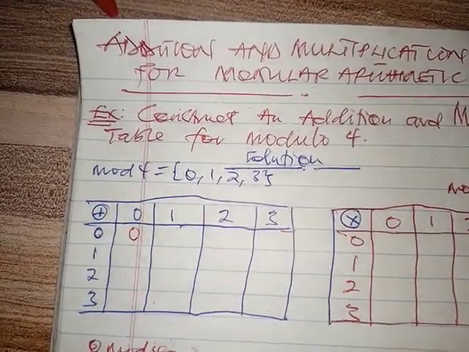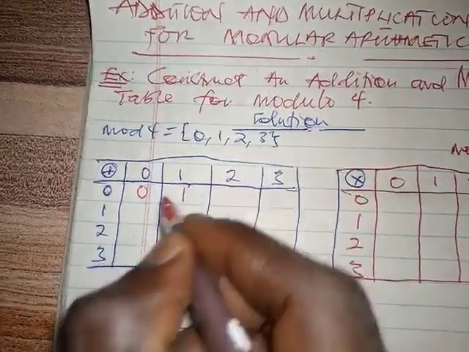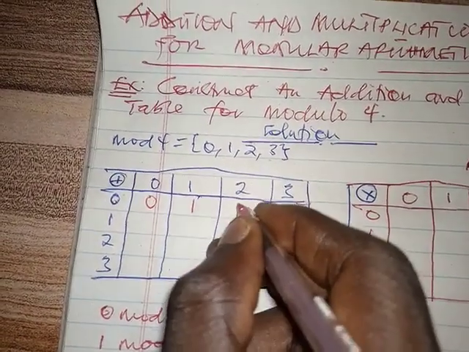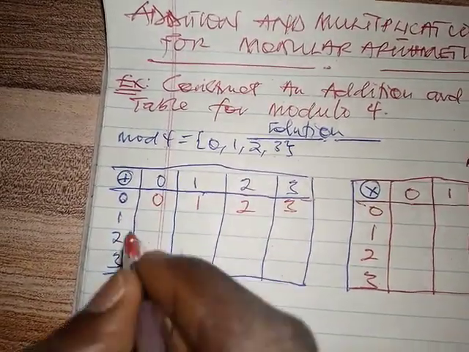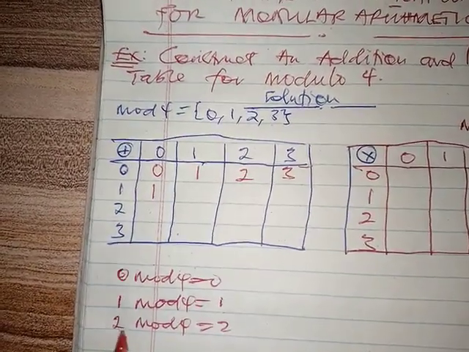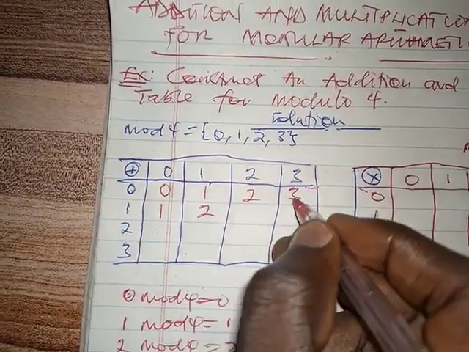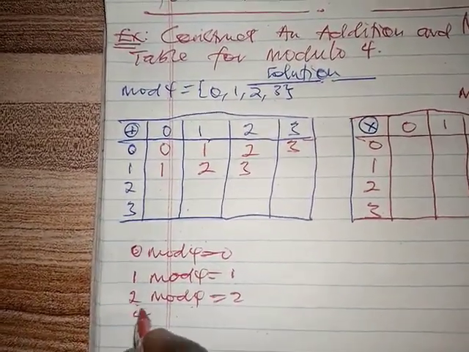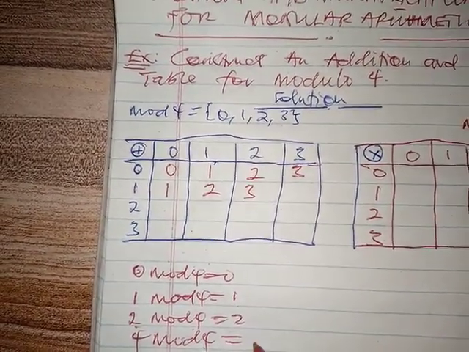0 plus 1 is 1, and 1 mod 4 is still 1. 0 plus 2 is 2, and 2 mod 4 is still 2. 0 plus 3 is 3, and 3 mod 4 is 3. 1 plus 0 is 1, and 1 mod 4 is still 1. 1 plus 1 is 2, and 2 mod 4 is 2. 1 plus 2 is 3, and 3 mod 4 is 3. And 1 plus 3 is 4, and 4 mod 4. How many times will 4 go into 4? 1 remainder 0. So we have 0 here.